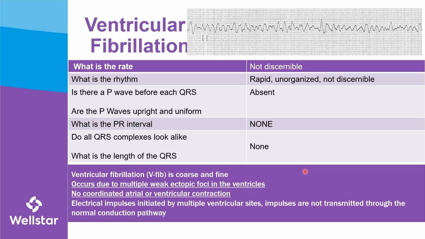Ventricular fibrillation is coarse and fine, and occurs due to multiple weak ectopic foci in the ventricles, with no coordinated atrial or ventricular contraction. Electrical impulse is initiated by multiple ventricular sites. Impulses are not transmitted through the normal conduction pathway.